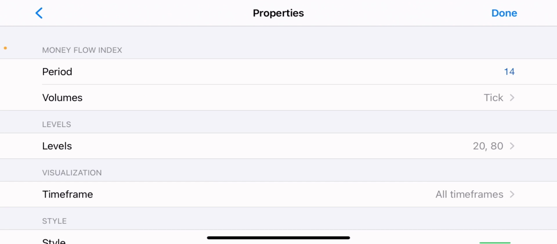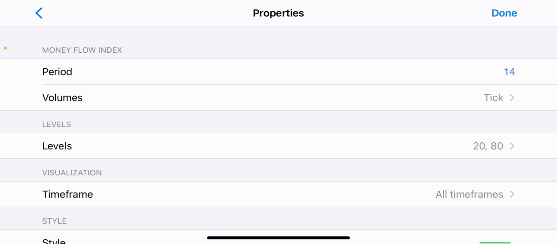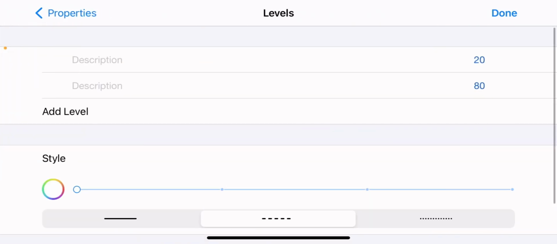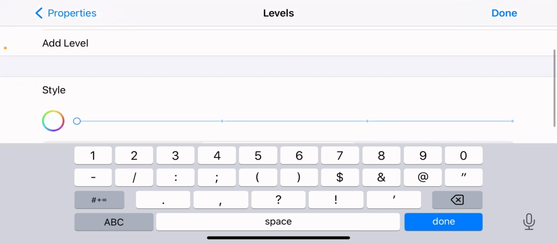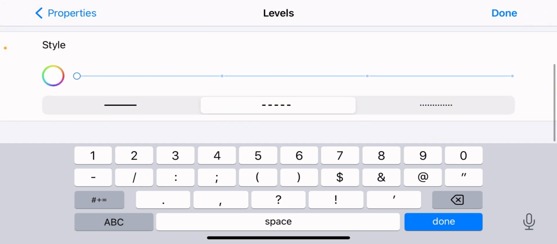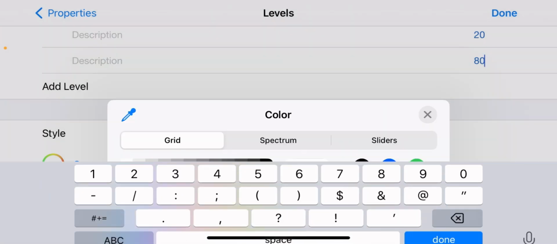The period is on 14, then the level is going to be applied to tick. The level is going to be 20 and 80. You have 20 at the top, 80 right here. Then the style is going to be on 1 pixel, which is this first one right here. Then the color is going to be on white. Put it on white, the color of your screen.